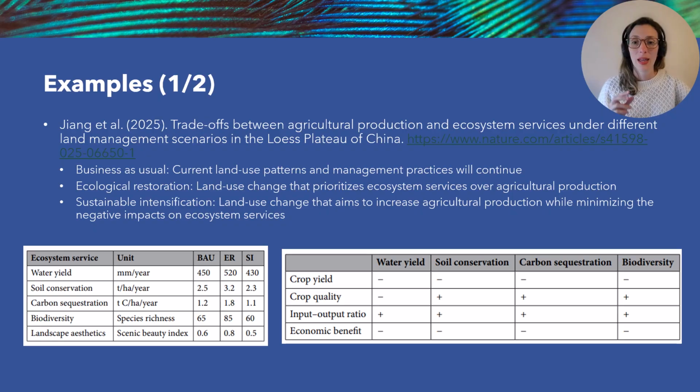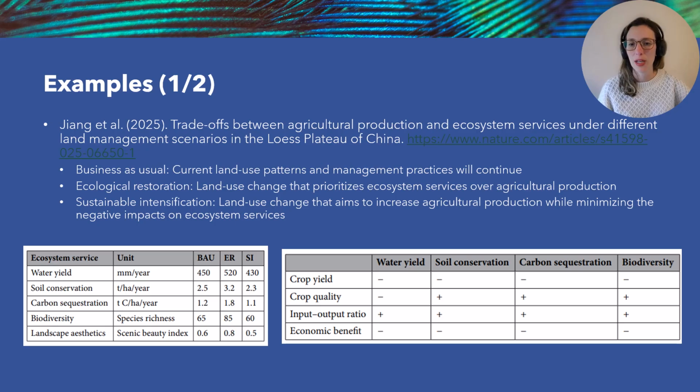However, the sustainable intensification scenario had the lowest provision of ecosystem services among the 3. And that result was somewhat surprising, at least for me, since these practices were designed to minimize negative impacts on the environment.